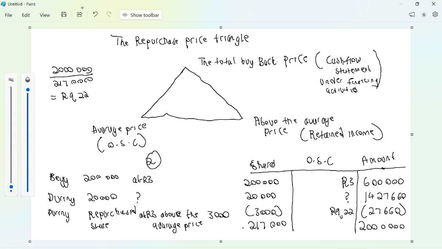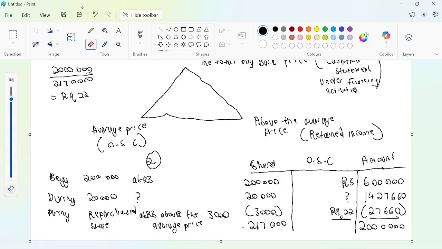This is scenario 2, by the way, right? Now in this case, guys, this is what I was saying. We're always looking for the average price when calculating our repurchase shares. Now in this case, the above-average price, meaning this one, is going to go to our retained income. So for retained income, I'm going to say 3,000 multiplied by the rand. That's going to go to retained income. But what about the cash flow statement?